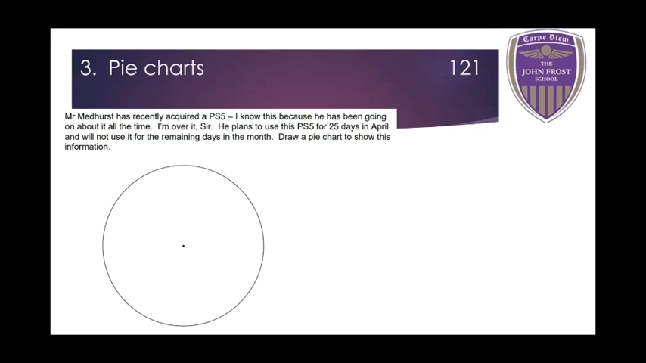He said he plans to use the PS5 for 25 days in April, and he will not use it for the remaining days in the month. We need to draw a pie chart to show this information. First of all, let's think about how many degrees in this pie chart are going to represent one day. We know that there are 360 degrees in a pie chart, and how many days are there in April? Well, 30 days has September, April, June, and November. So I know that there are 30 days in April.